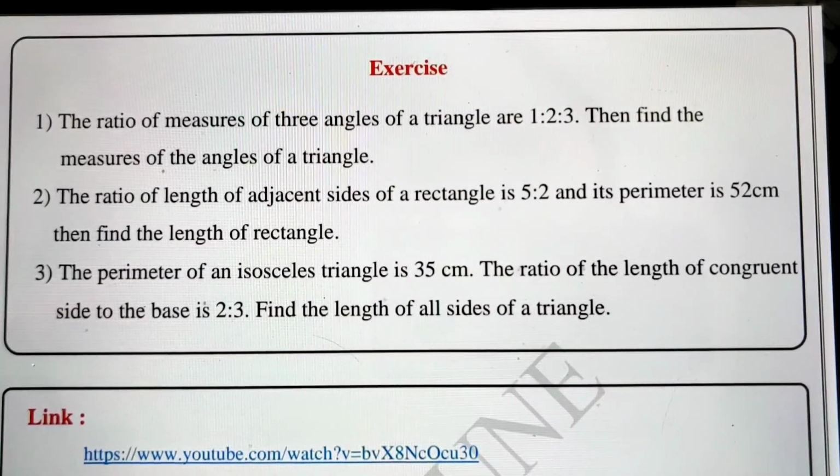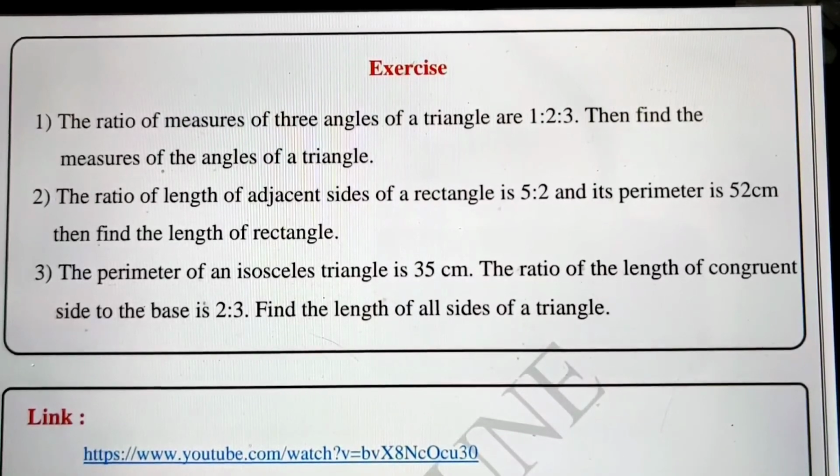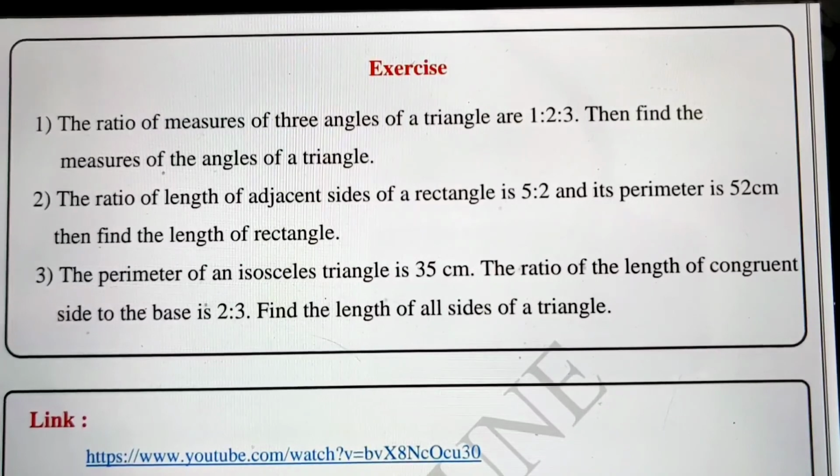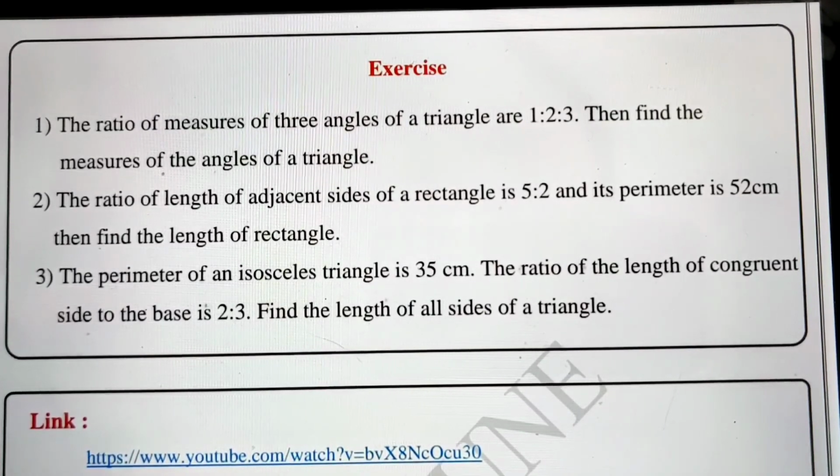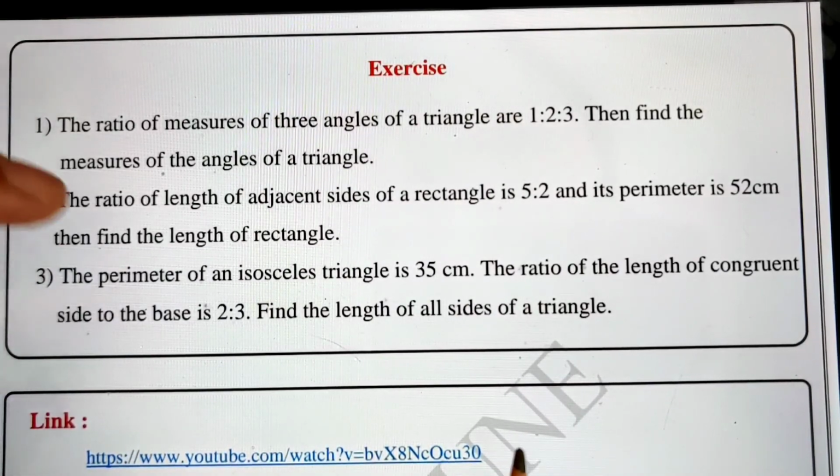Friends, here we studied day 36, 37, 38 and 39, which is based on ratio and proportion. So study the basic concept properly, see the complete video, you will get the idea about the basic concept, and then try to solve these exercises only which are given in your bridge course.